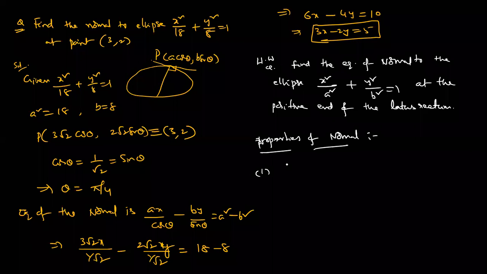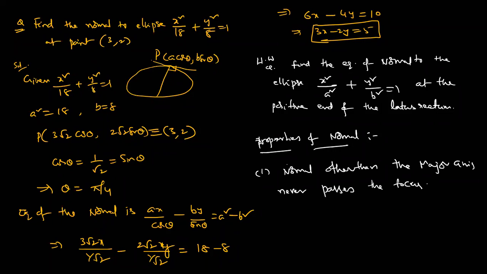First one. Same property discussed in parabola. It is the normal other than the major axis. It never passes through the focus. That's very important. How? Take any one equation of the normal, apply passing through (a comma 0), and you can verify what the answer is coming.